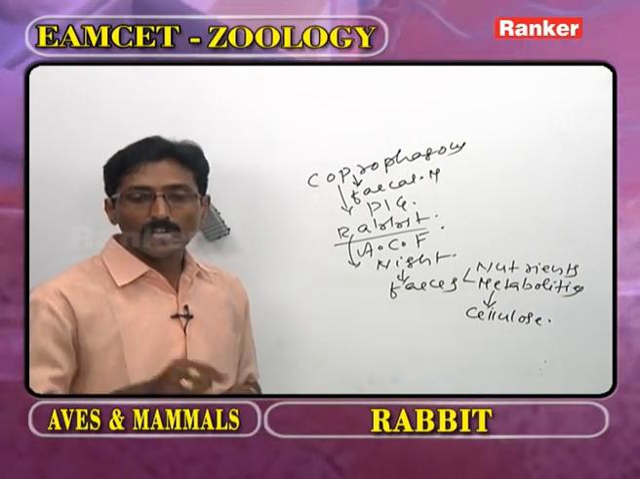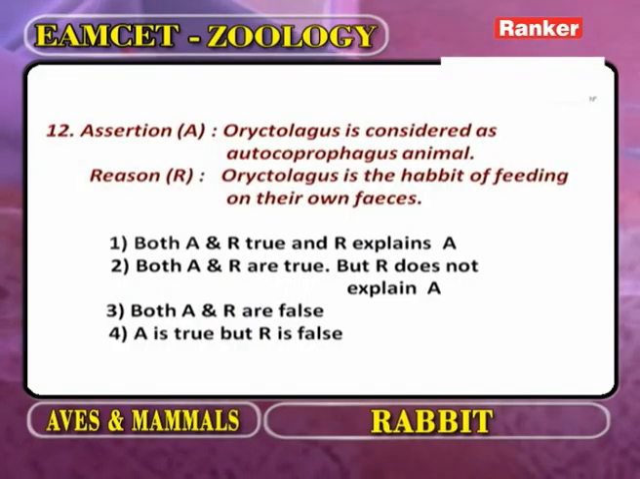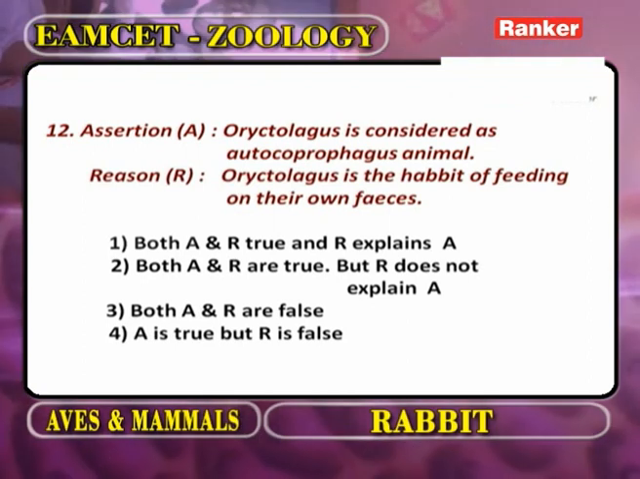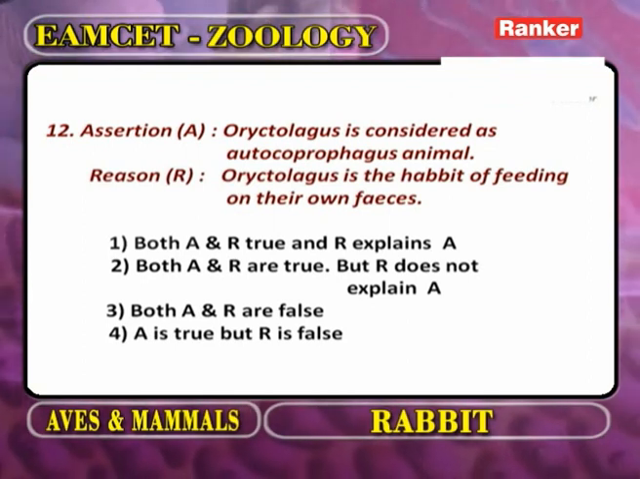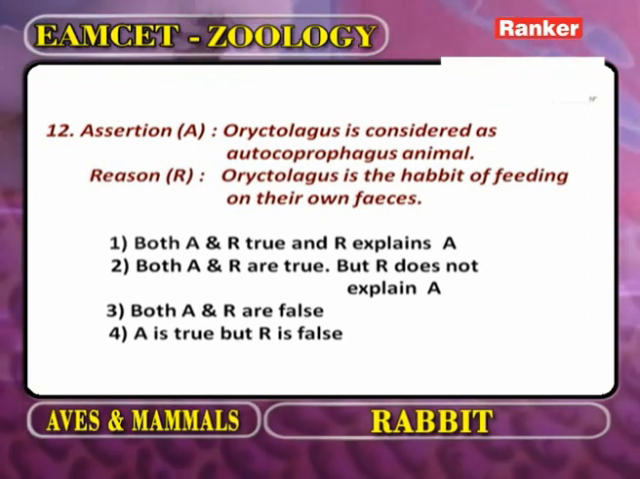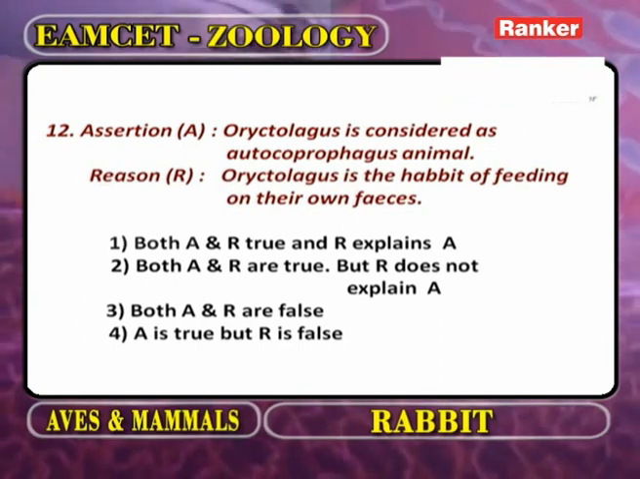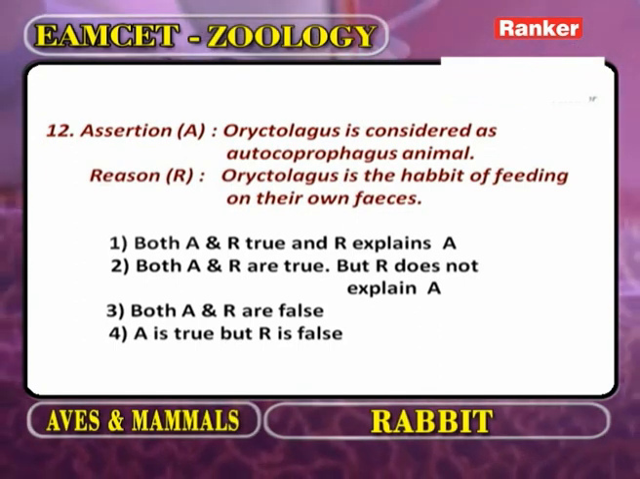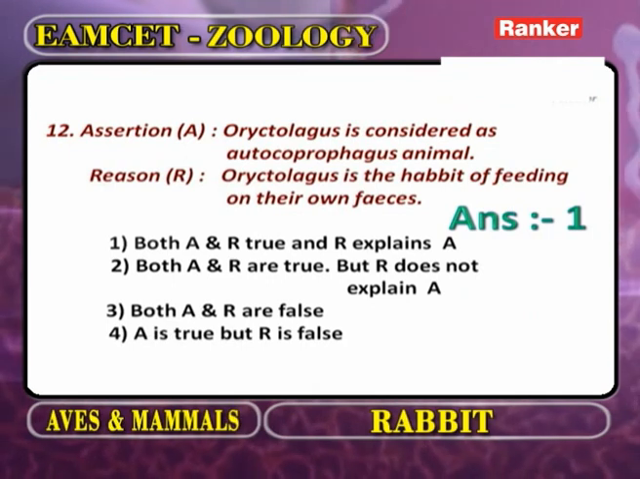autocoprophagous feeder. Now, assertion. Rabbit is considered as autocoprophagous animal. It is the habit of feeding on their own feces. So, both are correct or explains A. Now, we go for the next question.